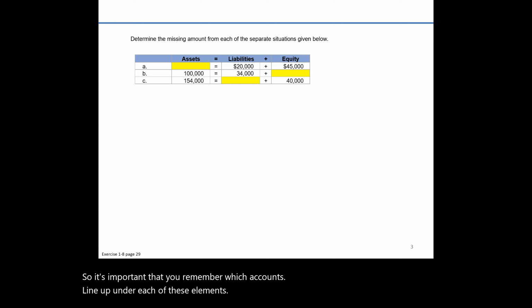B. In this problem, we're asked to solve for equity. So we know we have $100,000 in assets. We also know that there are $34,000 in liabilities. Equity ends up being the unknown. So since we know that liabilities plus equity has to equal $100,000, the difference between $100,000 and $34,000 ends up being $66,000. So the answer to B is $66,000.